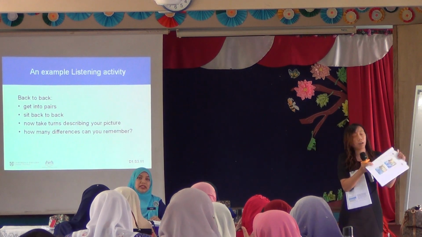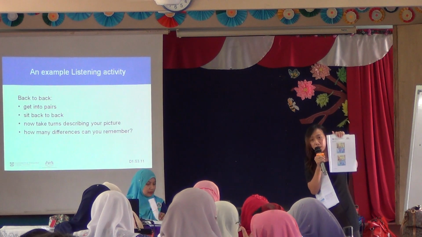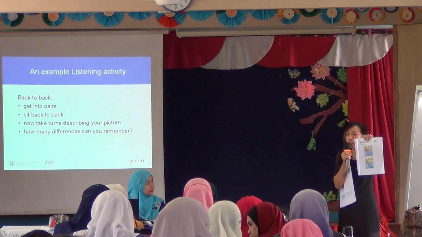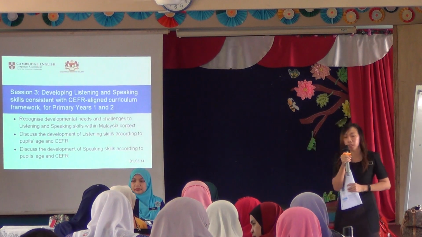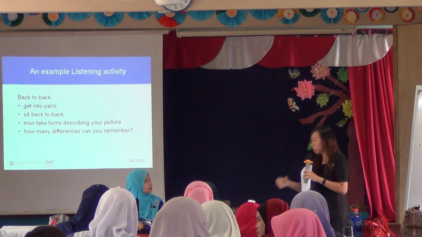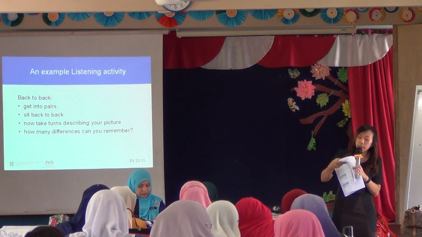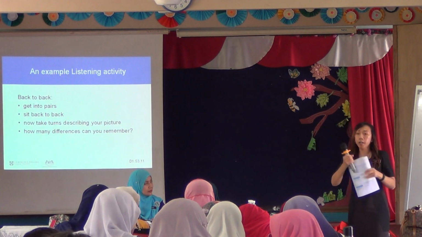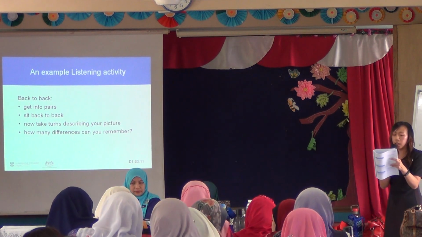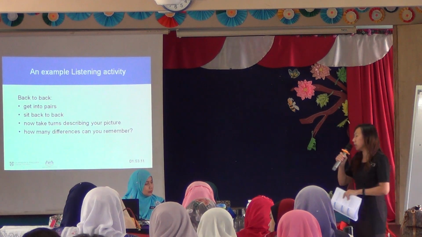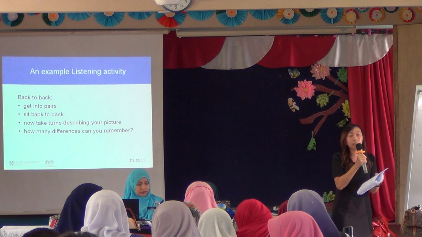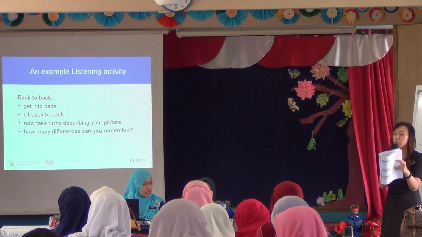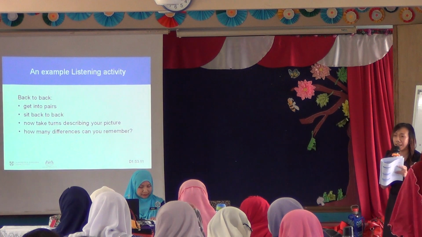okay, for this activity, there are two different pictures actually. If you can look at your handout on page 11, these two pictures are to be used for a listening activity. So you give two pupils the pictures: pupil A will get the picture above, pupil B will get the picture below. You ask your pupils to sit back to back, and then they take turns describing their picture. There are differences between the two pictures, right? So you ask them to describe their own picture to their partner, and then you have to listen and remember how many differences there are. Okay?